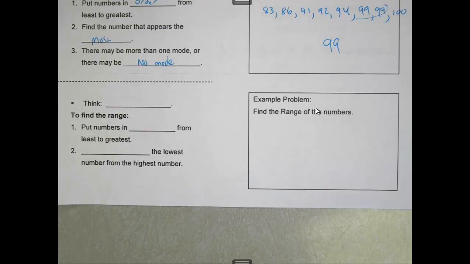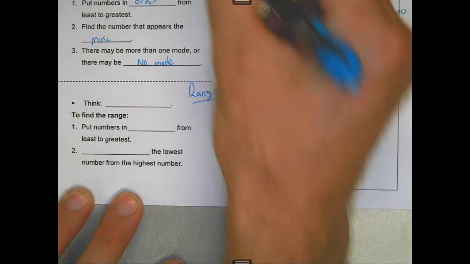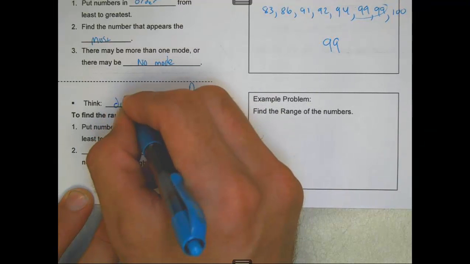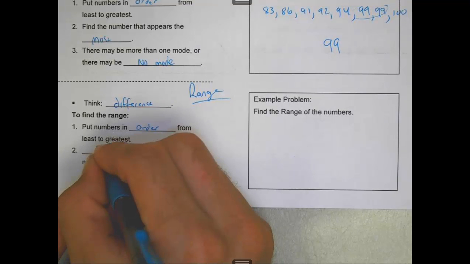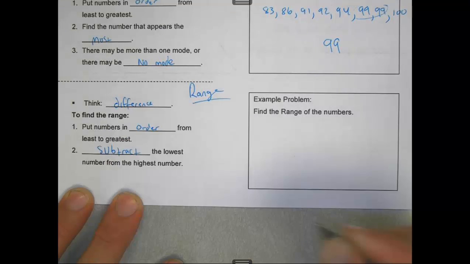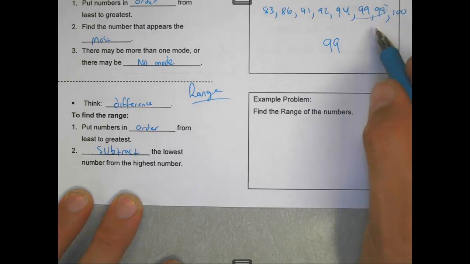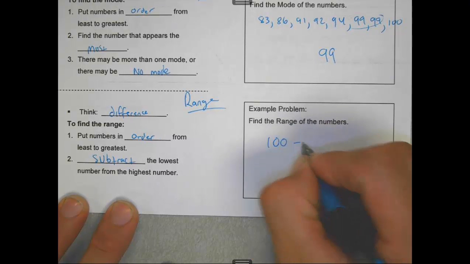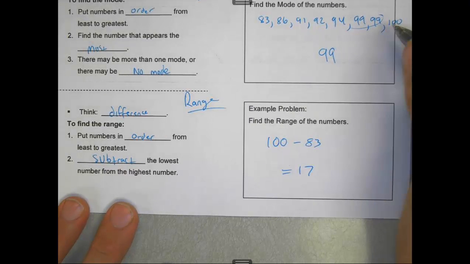Okay, the last thing we want to talk about here is the range. All right, so let's write range here. That's what we're doing. All right. Now range, we want to think the difference between the top and the bottom. All right. So we're going to put the numbers in order from least to greatest, and we're going to subtract the lowest number from the highest number. They're in order up above here, so I'm just going to use it right up here. That's 100 minus 83. And that gives us our range, which is 17. So the range is pretty easy to find. Just put them in order, take the highest minus the lowest.